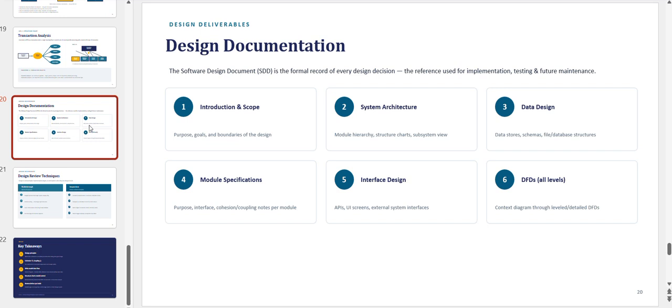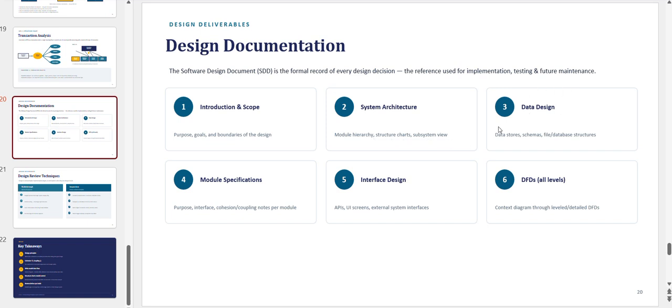Now, design documentation. The software design documentation is the formal record of every design decision, the reference used for implementation, testing, and future maintenance. In this, we have six parts. First one is introduction and scope. In this, purpose, goal, and boundaries of the design. Second one is system architecture. In this, module hierarchy, structure charts, and subsystem view.